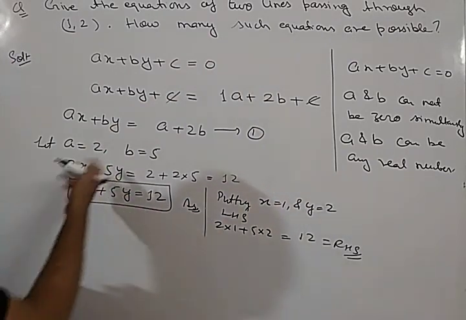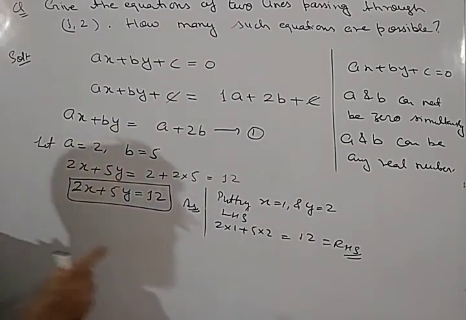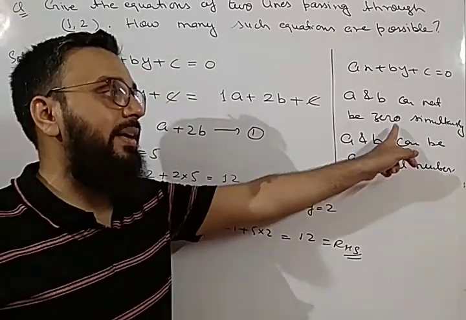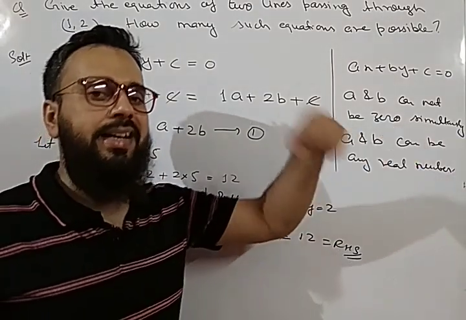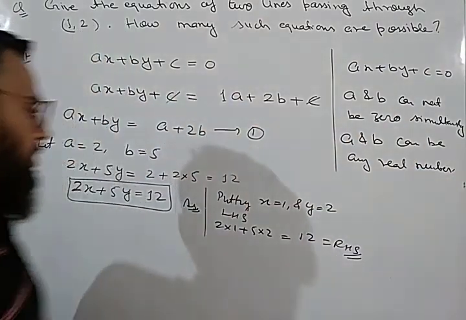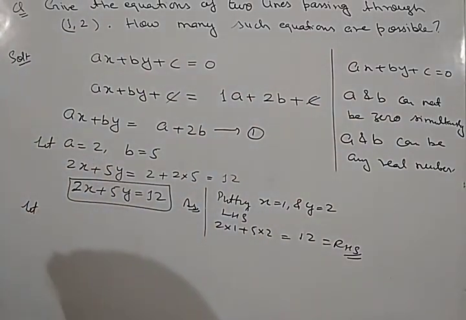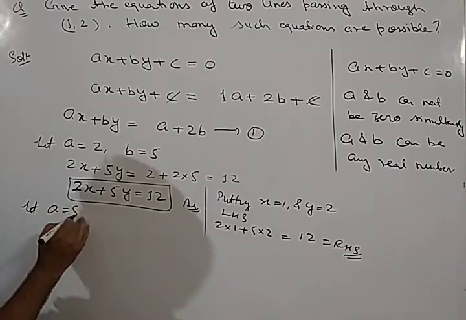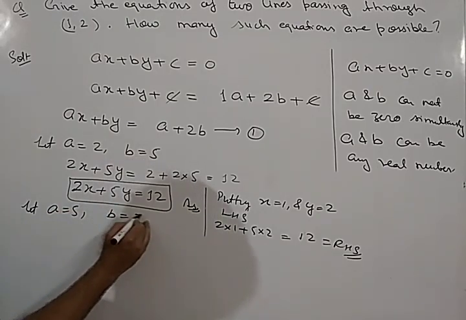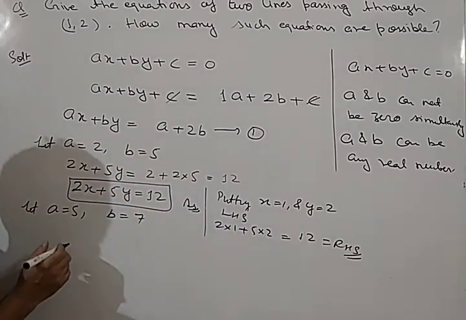So we can take another value. We can take any value of a and b, but a and b cannot be simultaneously 0. They can take any real number. So let us take another value. Let a equal to 5, any value we can take, and b equal to 7. Then what will be the equation?